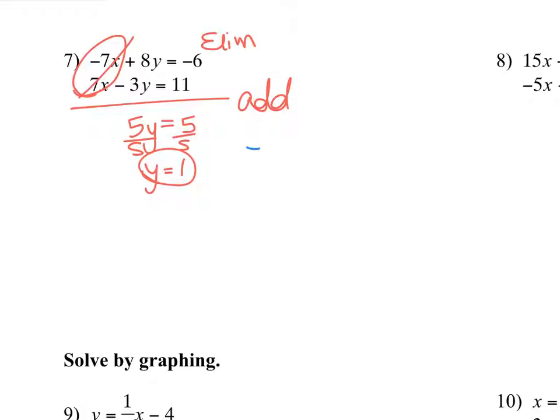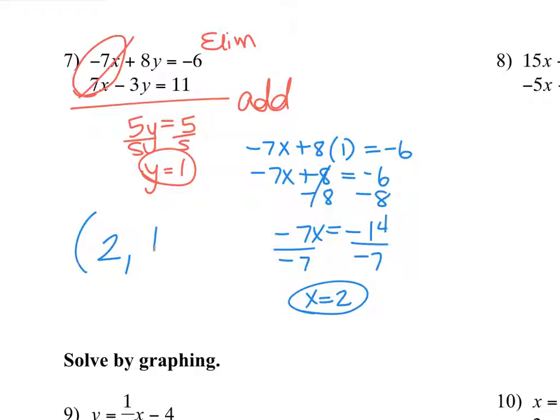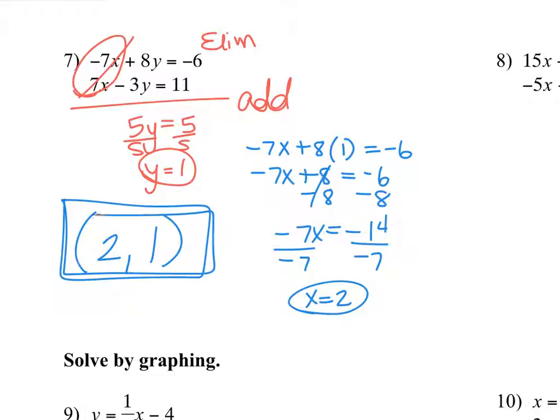Then we want to plug into an original equation. I'm just going to use the top one probably every time. I think a lot of you like to do that. Equals -6. And then we're just solving. Multiply there. 8 times 1 is 8. Now I need to use opposites so that I can get x by itself. So -7x equals -14. Divide. Always our last step. X is 2, so my ordered pair is going to be 2, 1. Remember, you can use a calculator to check that that works.